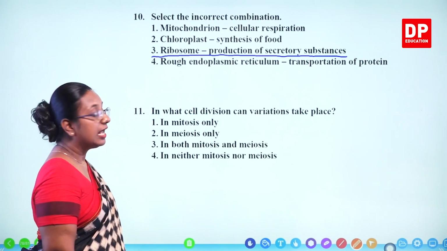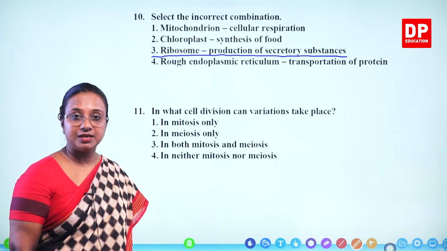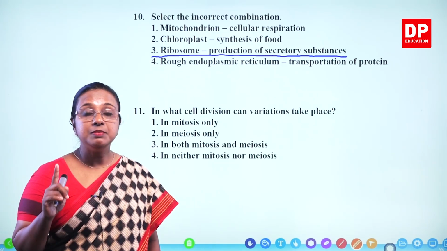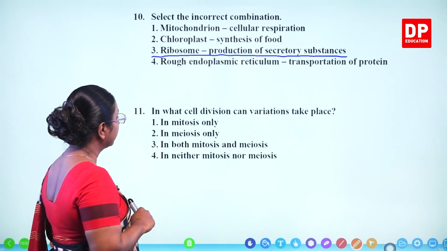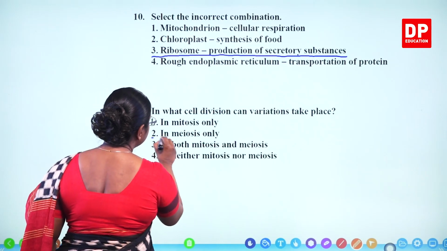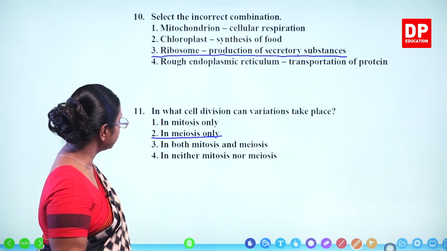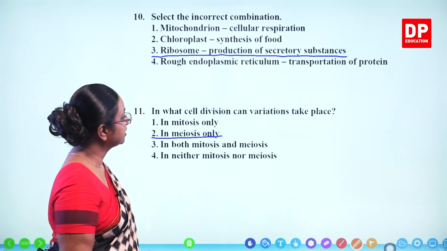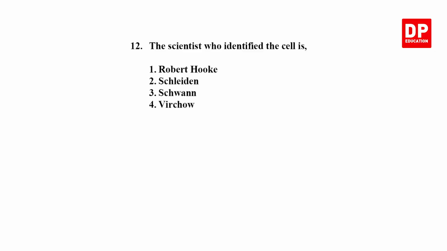Question 11. In what cell division can variations take place? This is something that you know, students. Only in meiosis variation will take place. Let us look at the answer. In mitosis only? No. In meiosis only? Correct. In both mitosis and meiosis? In neither mitosis nor meiosis. Both those answers are not correct. We will move on to the next one.